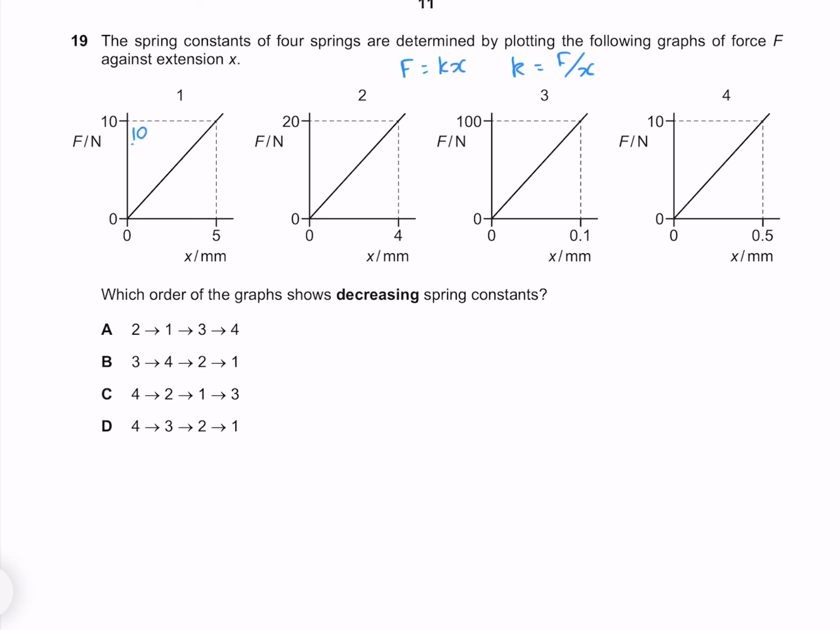Here that is 10 divided by 5, which gives us 2. Here that is 20 divided by 4, which gives us 5. Here that is 100 divided by 0.1, which gives us 1000. And over here, that is 10 divided by 0.5, which gives us 20. So from largest to smallest, that is 3, 4, 2, and 1. So our answer is B.